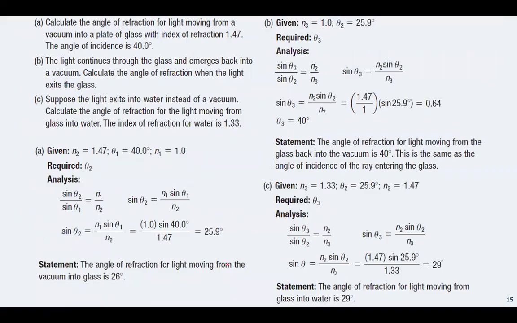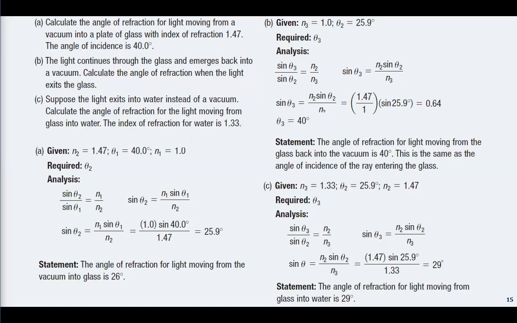Okay, let's have a look at the solution here. So in the first question, we can use Snell's law to find the angle of refraction, right? So here we know theta1. We also know n1 and n2. So theta2 is the angle of refraction. So sine theta2 equals n1 sine theta1 over n2, right? Put all the values in, we have theta2 is approximately 25.9 degrees. So the angle of refraction for light moving from the vacuum into glass is approximately 26 degrees.